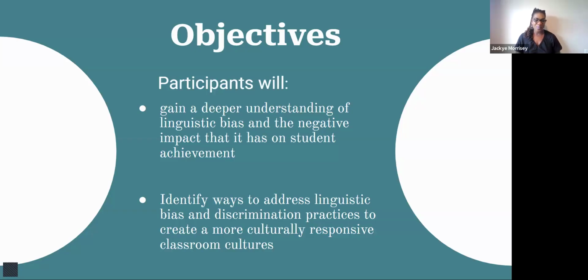The second thing that we're going to be doing is we're going to identify those key ways that we can engage in our delivery of our educational pedagogy to eliminate or diminish the levels of bias that we showcase in our classroom with our students. So we're going to be looking at some of those discriminatory and biased practices that we all might have. So we're going to be taking a very transparent, vulnerable look at ourselves so that we can create more culturally responsive classrooms for our students here in the school district.